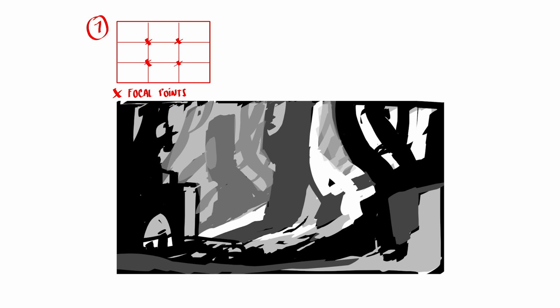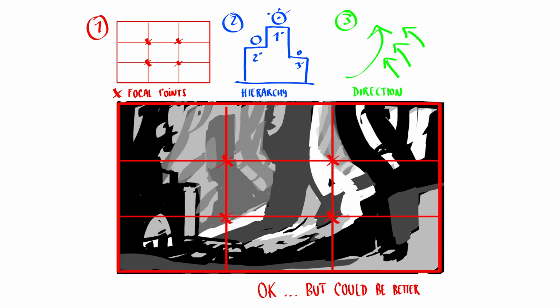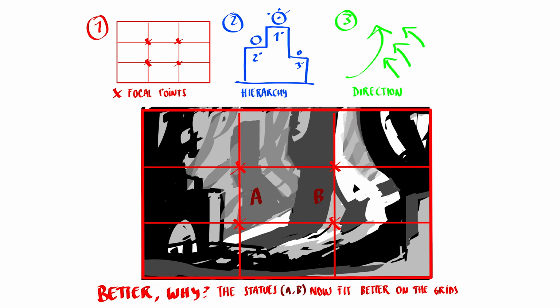When I'm thinking my compositions, I keep in mind three things. One, the focal point. Two, the hierarchy. And lastly, three, the direction. First, focal point. I use the most basic composition grid, the rule of thirds. Basically, in those intersections you can place the important stuff. Right now it's okay, but it can get a little bit better, so I cropped the frame at the right side so the thirds can fit better with the statues.